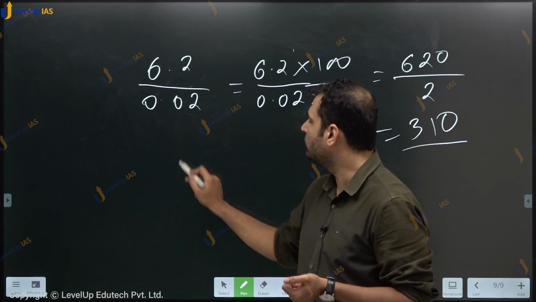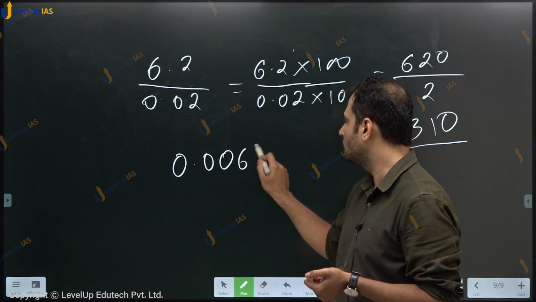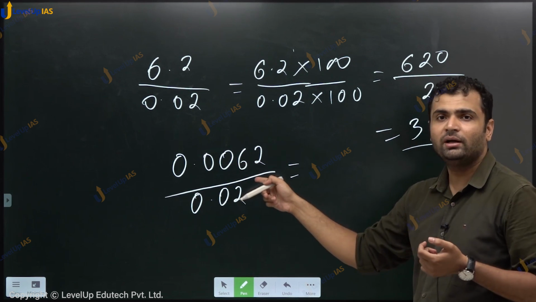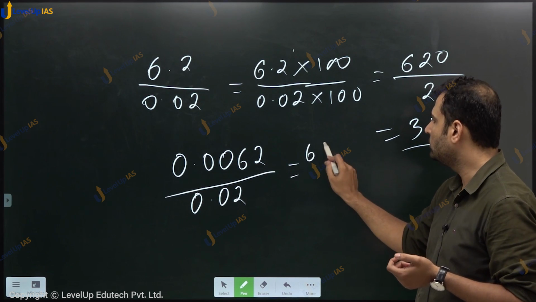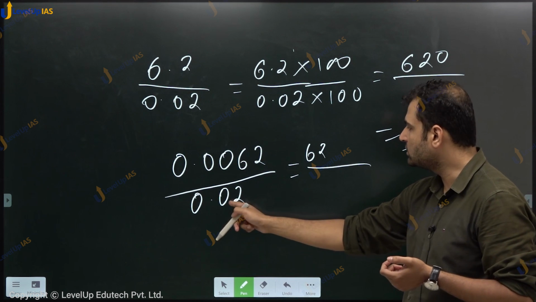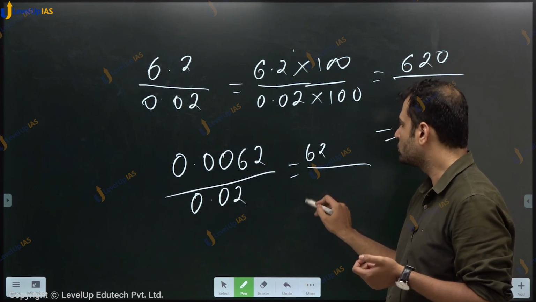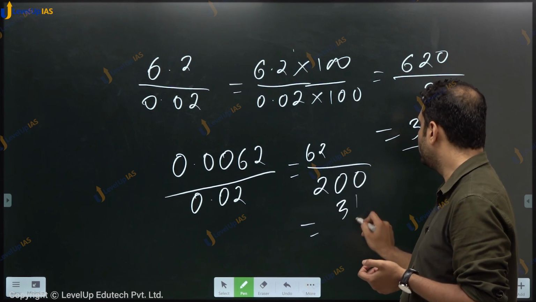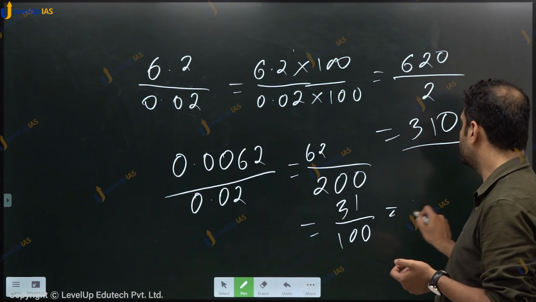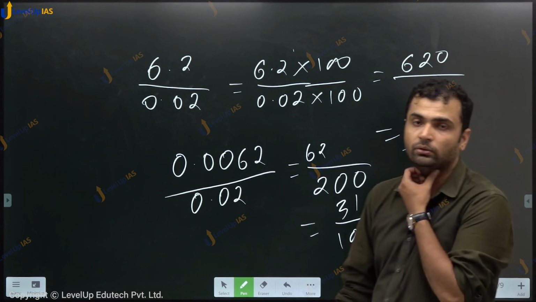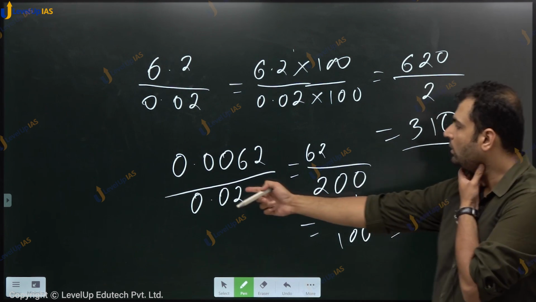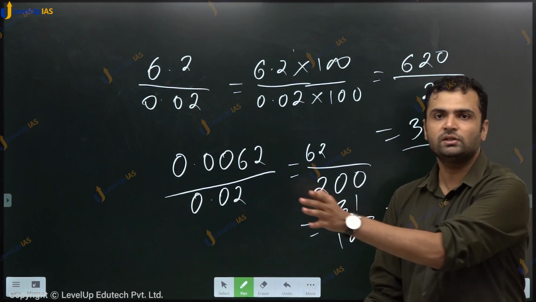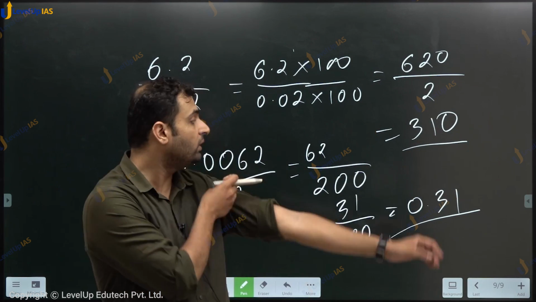So that you can do for anything like 0.0062 divided by 0.02. So you have to multiply by 10,000 here in the numerator, you will get 62, and multiplying this by 10,000, 4 to the right, so you will get 2 and 0 0. So you will get 31 by 100, which is same as 0.31. That is what you will do. Or you can simply write 31. 2 minus 4, so minus 2, so decimal point at 2 places from the end to left.